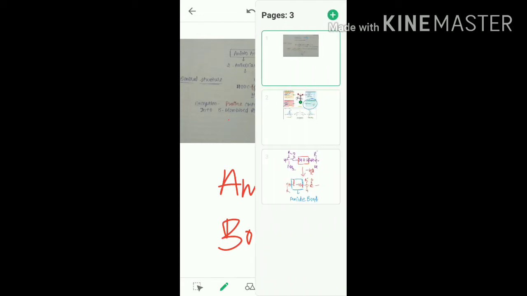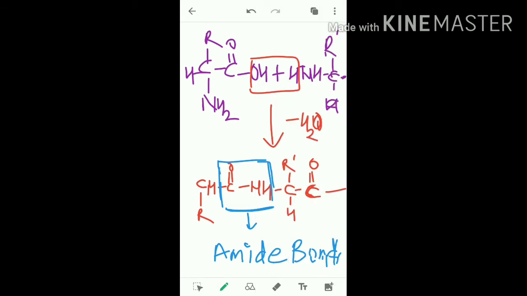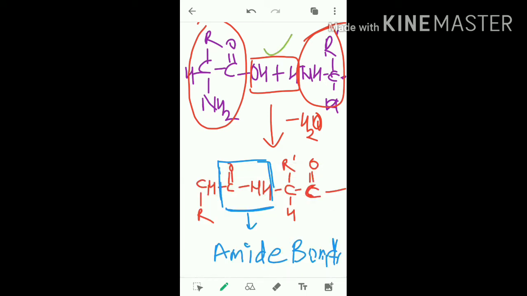joined by an amide bond. Let's discuss this amide bond. Suppose I have taken one amino acid here, and one more here. By removal of H2O, they will form an amide bond. This is the amide bond.